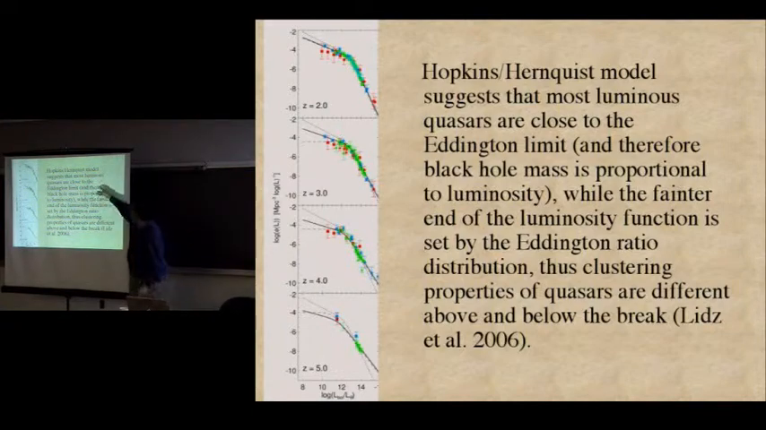And the most luminous quasars in their model are going to be close to the Eddington limit. That is, they're accreting at close to the maximum rate their black hole mass might be able to give. In that case, the black hole mass is proportional to luminosity. While at the lower luminosity objects, there would be a range of different Eddington ratios. And so the clustering properties of quasars are different for the highest luminosity quasars and the lower luminosity quasars. And that's part of the context of the argument that we made, that the higher redshift quasars may really be different from the lower redshift ones that we have.